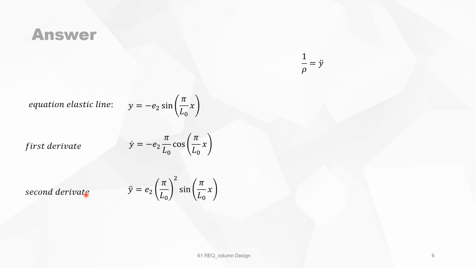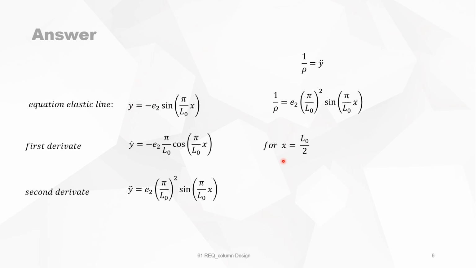Then we take the second derivative. So it is again this, but the derivative of cosinus is minus sinus, and again the derivative of this. So we end up with this equation. The second derivative is equal to the curvature. So we have this now.